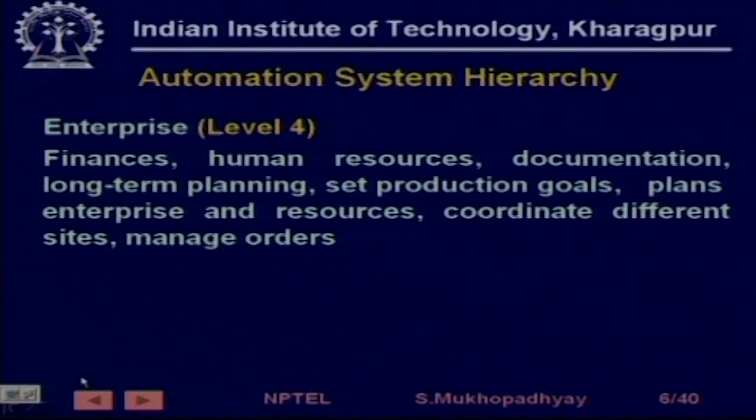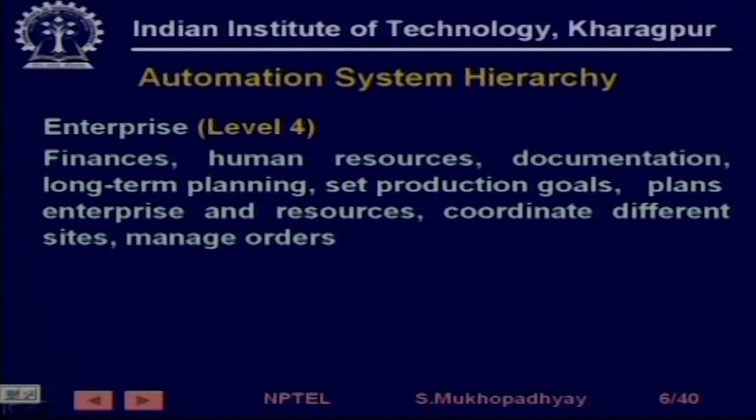So if you take a brief look at the various levels. At the highest level, you have enterprise level systems or business systems, where you talk about finances, human resources, documentation, long term capacity planning, looking at the order and the market, whether you need to set up a new plant or acquire a certain kind of machine, and what kind of production goals you want to achieve. These are the things that are done at the enterprise level.